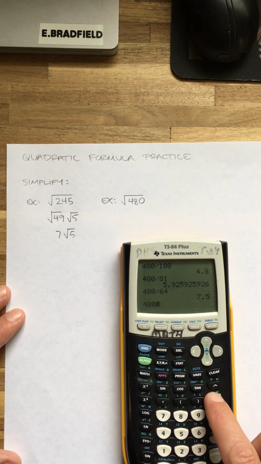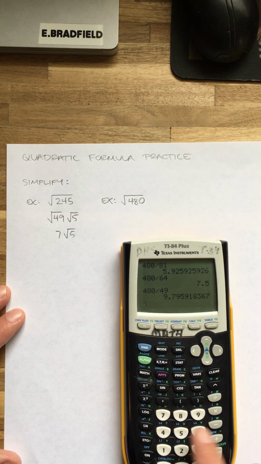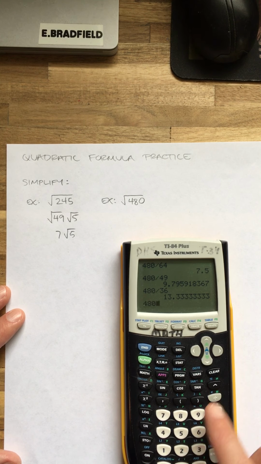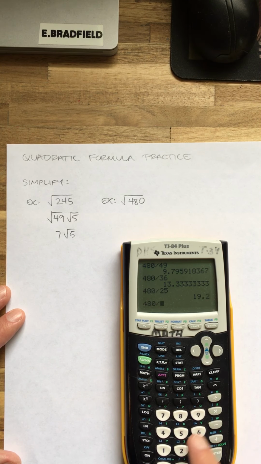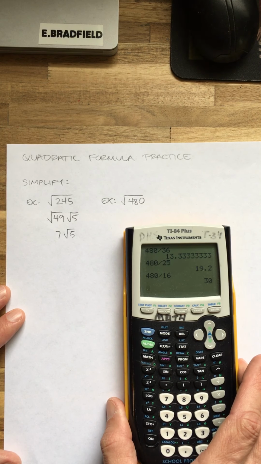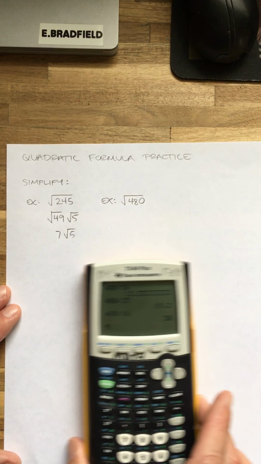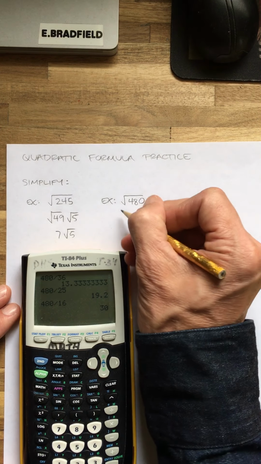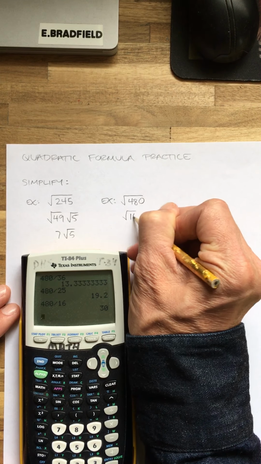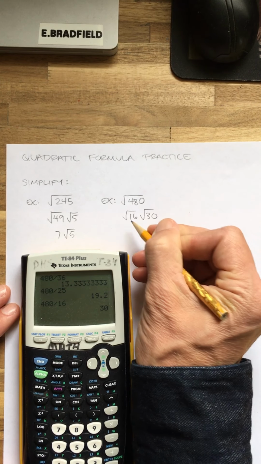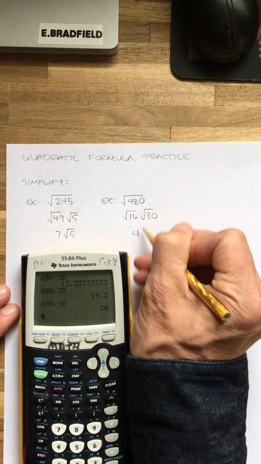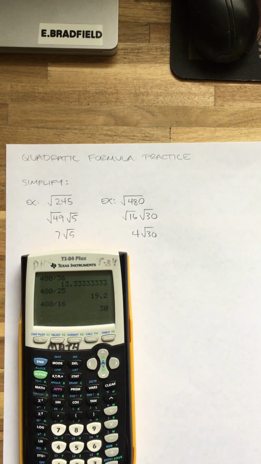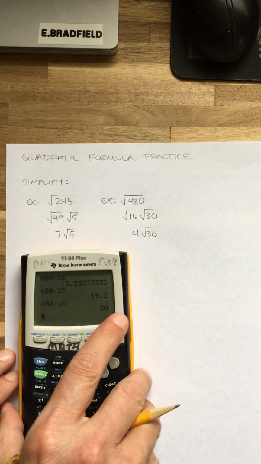480 divided by 49, decimal. 480 divided by 36, decimal. 480 divided by 25, decimal. 480 divided by 16. There it is, 30. Okay, so here we go. We're going to rewrite that as the square root of 16 times the square root of 30. The square root of 16 is 4. And keep the radical 30, okay? All right, so there's that guy.